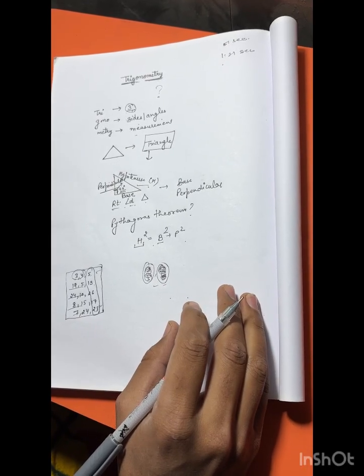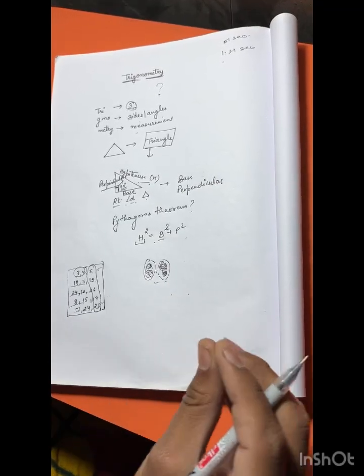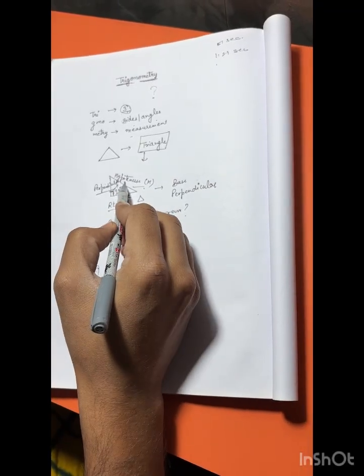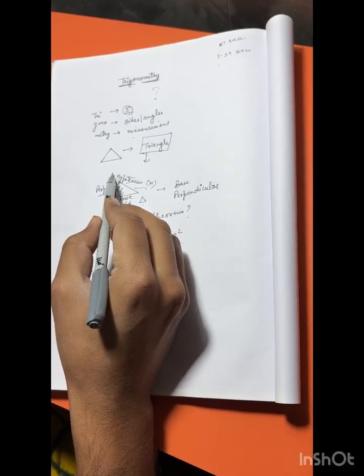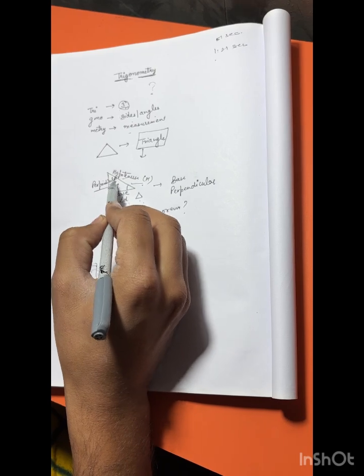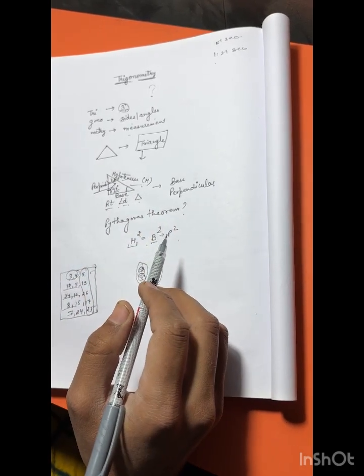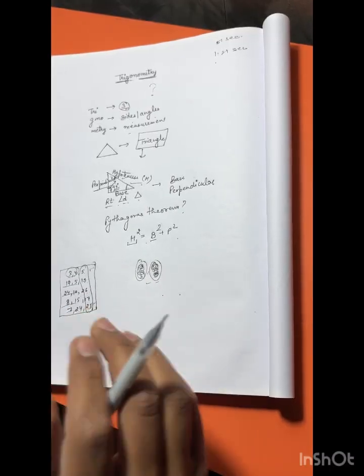Do you know what trigonometric ratios are? Trigonometric ratios are simply the relationship between the sides of a right angled triangle with respect to any angle like this. These two angles are acute angles. So first let us understand the trigonometric ratios.